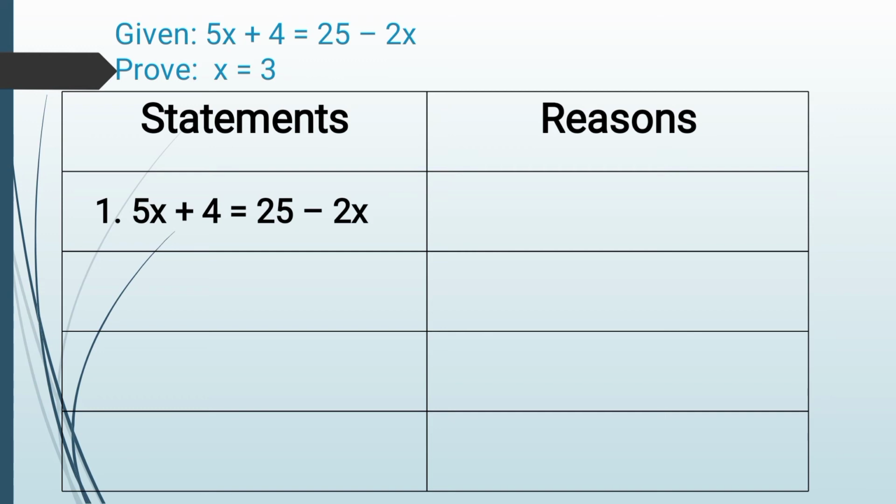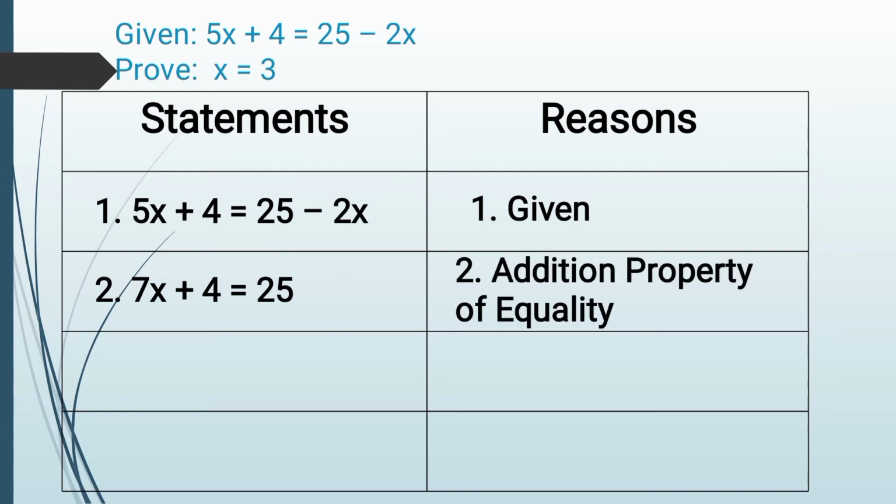And the reason for the first statement is given. Take note that when we are writing a proof, it must be in a logical manner. The second statement will be based on the first statement. Since the first statement is 5x plus 4 is equal to 25 minus 2x, which is the given, the second statement will be 7x plus 4 equals 25. And the reason for this is the addition property of equality.